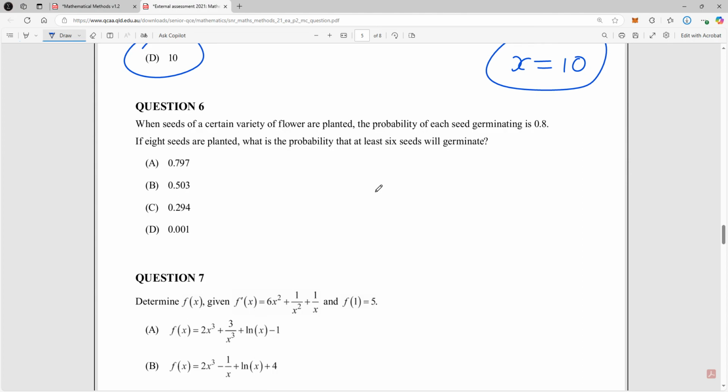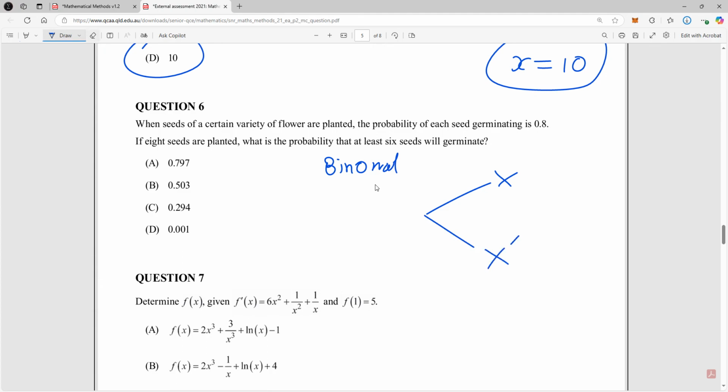Okay, so straight away, identify what topic this is. So a seed can germinate or it cannot germinate. We have two options, meaning this is a binomial probability. Okay, so here, binomial probability means we have the probability of something happening, so let's say x, and the probability of something not happening, which is x bar.